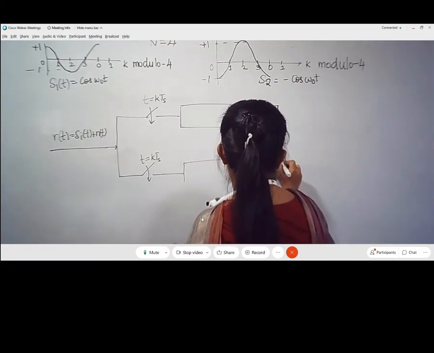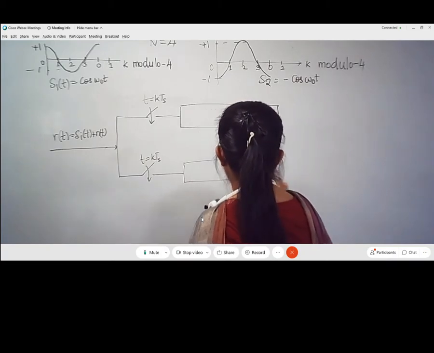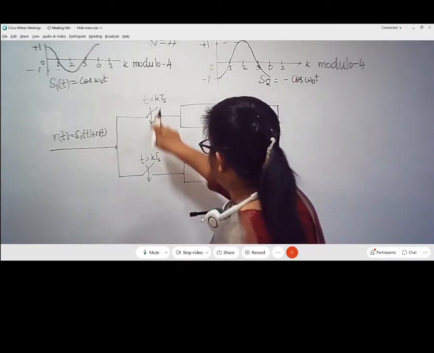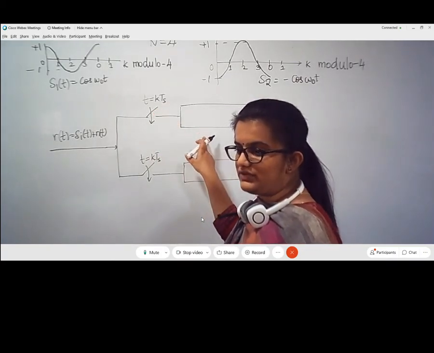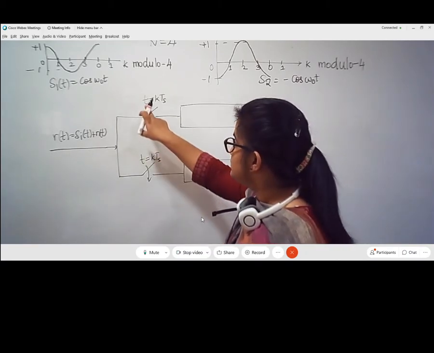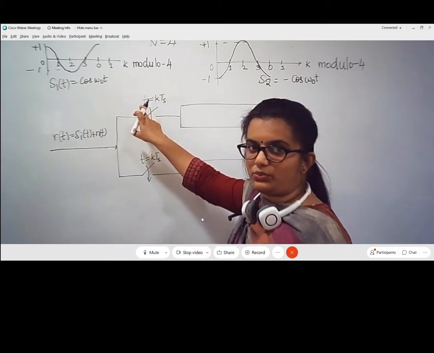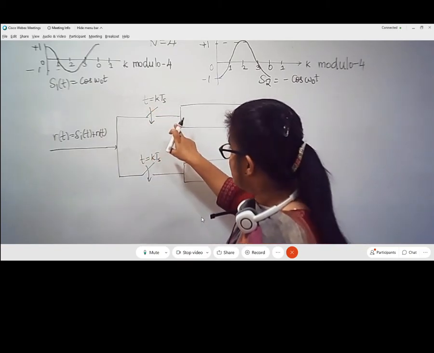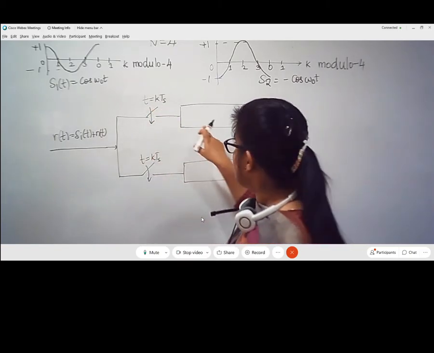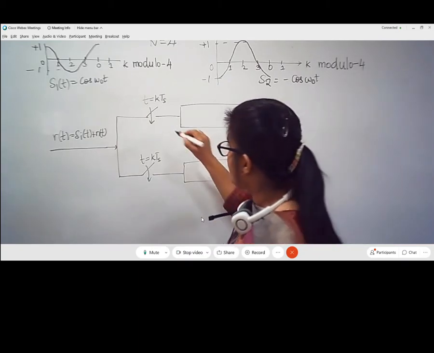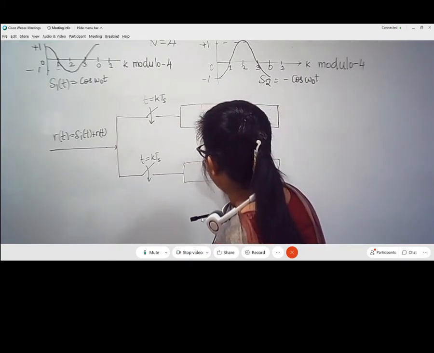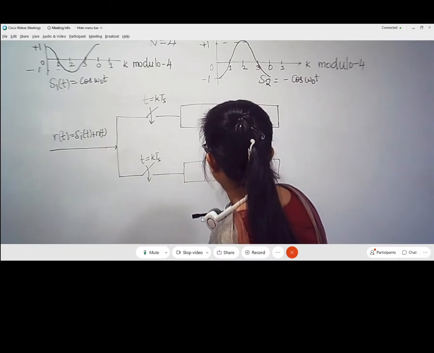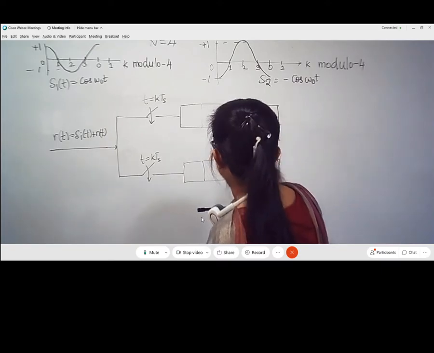So I hope you know how the shift registers work. At every clock instance, it will have a clock connected to a clock again. Whenever I obtain a time instance k into Ts, I obtain a sample. At the same time, this flip-flop will also work and therefore take the sample at that particular time instance within it. So here I am going to consider 4 samples.